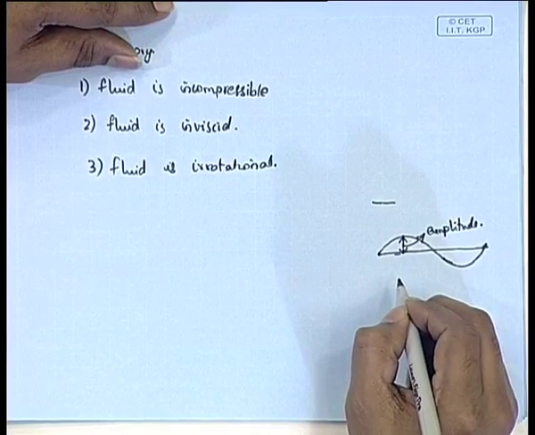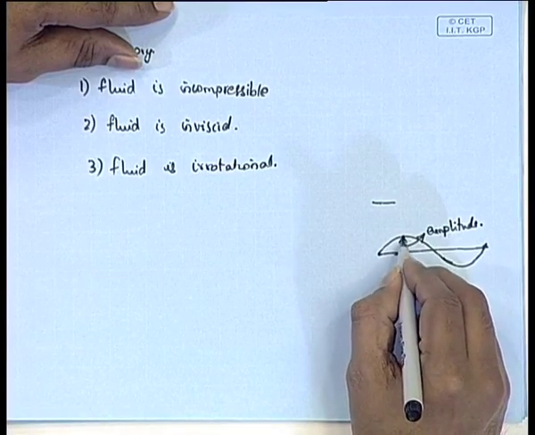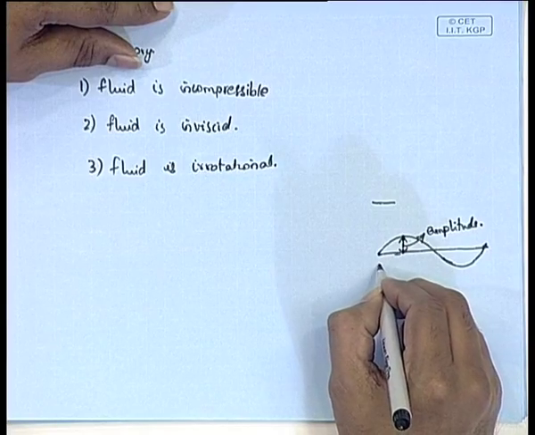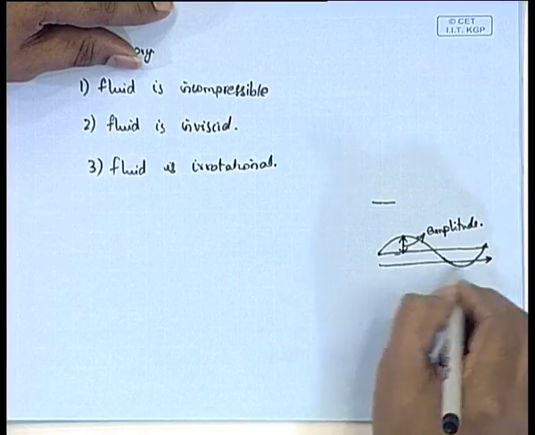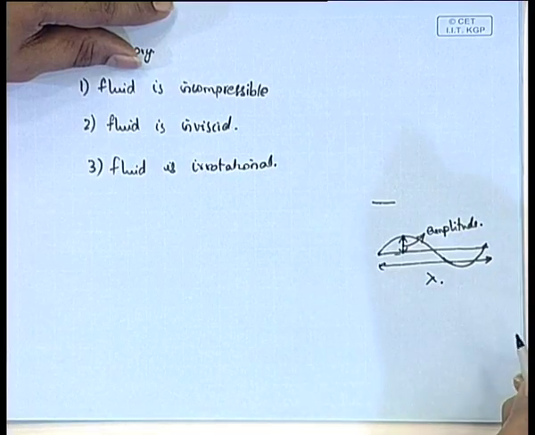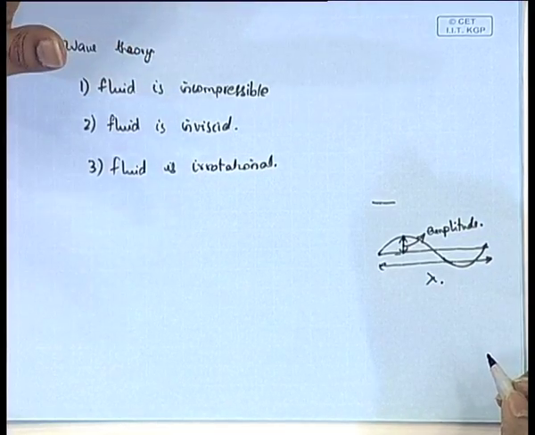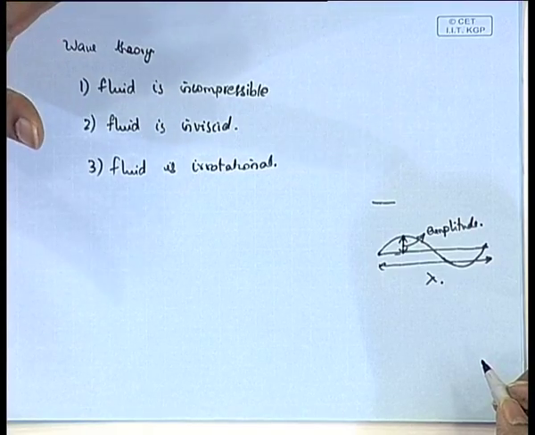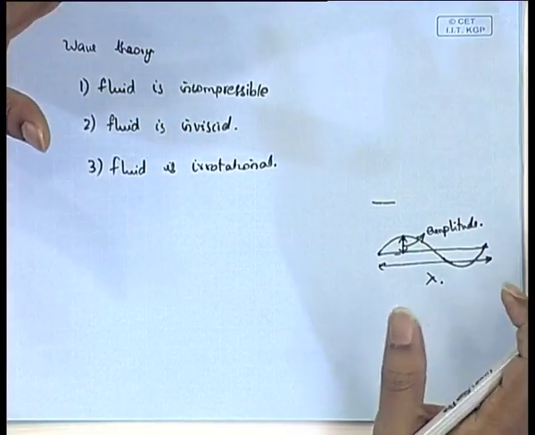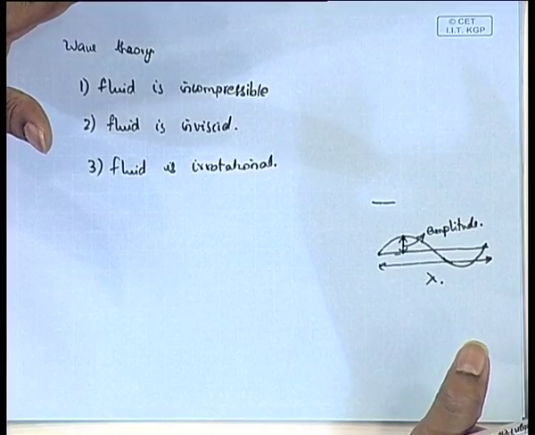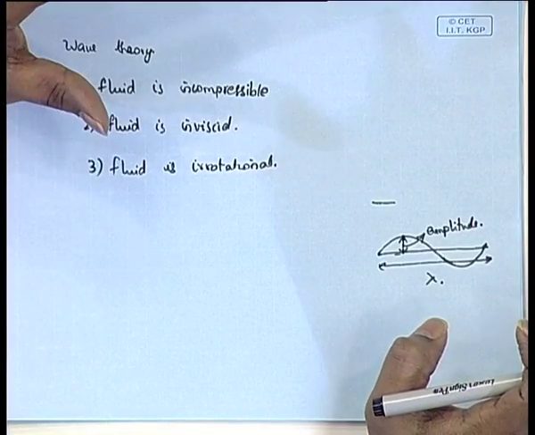Now, what we are assuming is that this amplitude, this distance, is much smaller than this distance. This is known as the wavelength, as you know, lambda. So, we say that the amplitude of the wave is much smaller than the wavelength of the wave. This brings us to small amplitude wave theory, which is the simplest form of wave theories. Of course, there are theories which do not make this assumption, but in general here we are going to deal with small amplitude waves.